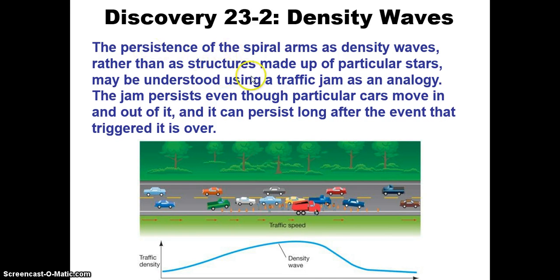Here's another example of a density wave. If you ever pass a traffic accident and the cars slow down, that's an increase in density. Then, as you pass the accident and get far away from the police cars or whatever, it spreads out, it thins out. So that's an example of a density wave.